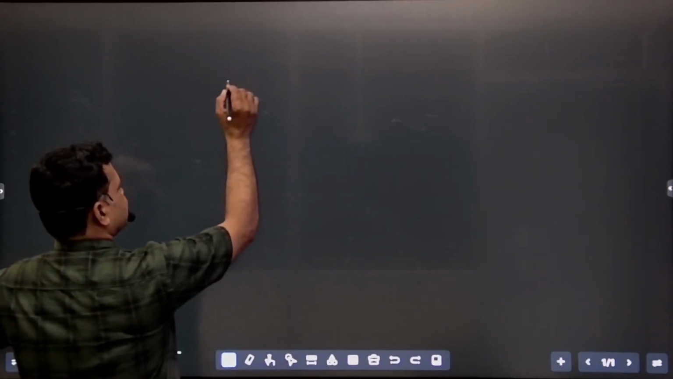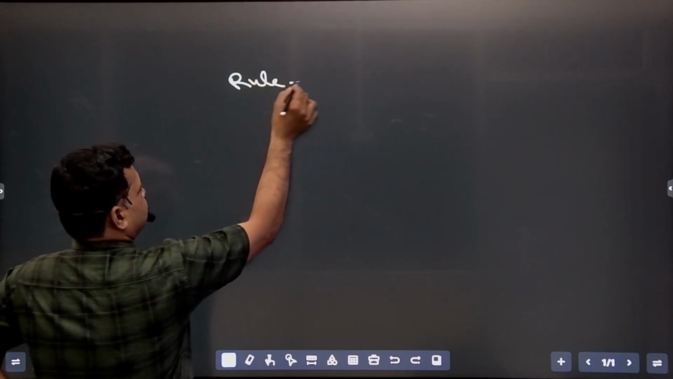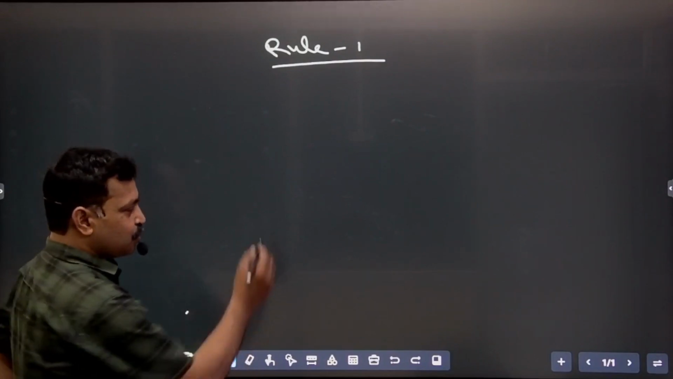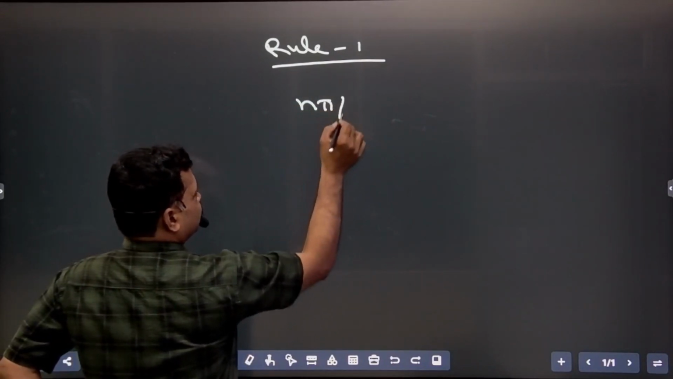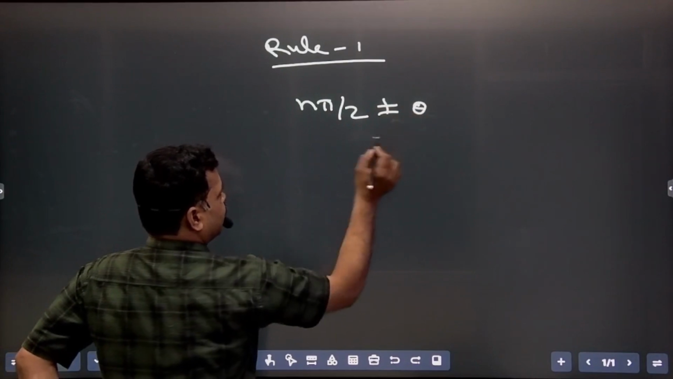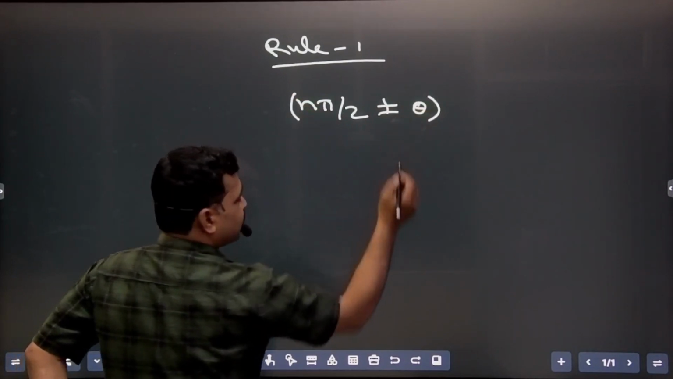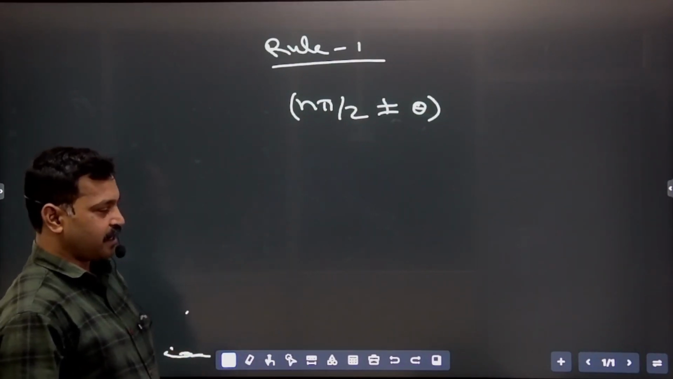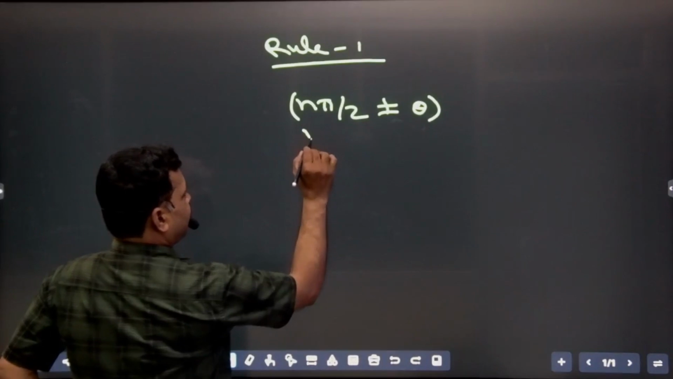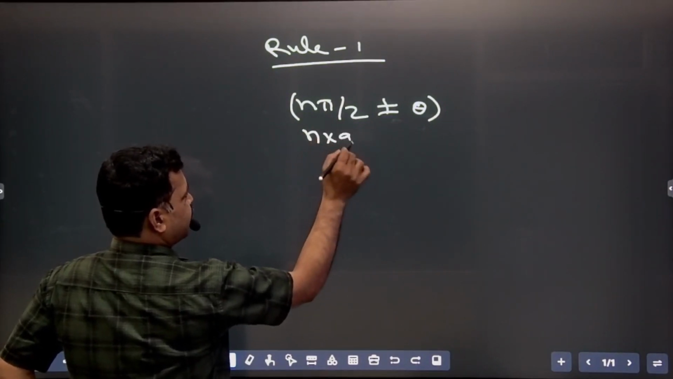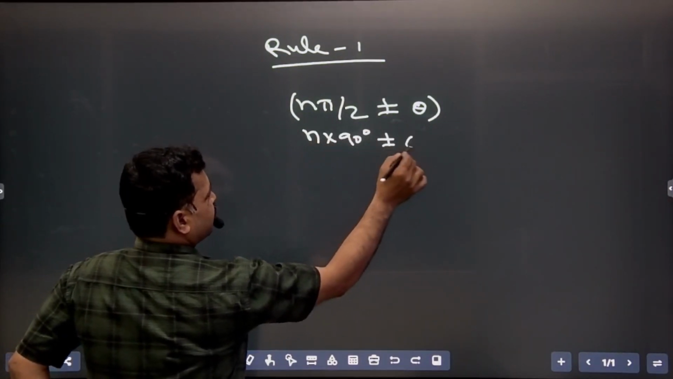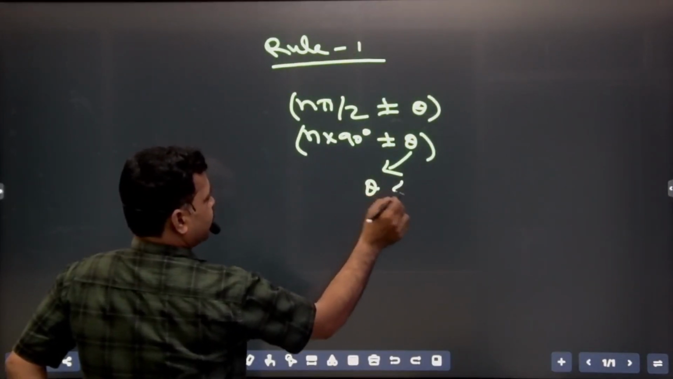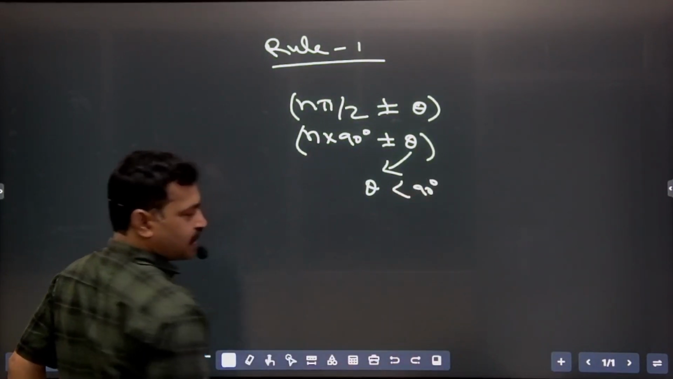First one is rule 1, to convert any given angle to n pi by 2 plus minus theta. So whatever the angle is given to you, you have to convert that to this format. So in this case, you can find your n pi by 2 means 90 degree, then plus minus theta. So this theta will be always less than 90 degree, that is acute angle.